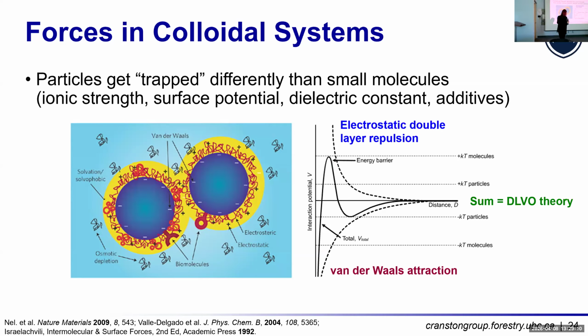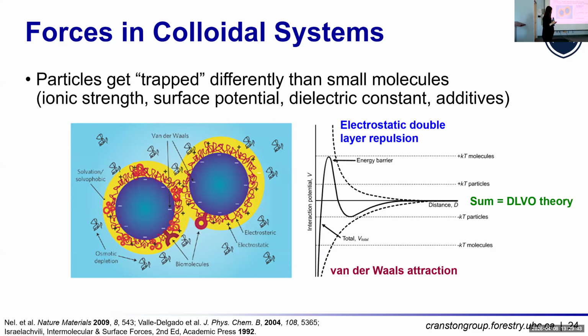But the idea here is that this sum, this solid line here, tells you whether these two particles are going to agglomerate or aggregate, and whether it's going to be reversible or irreversible, or whether they are going to stay happy and suspended in solution. The idea is that particles can access a much smaller space in the diagram, and so they get trapped much more easily than molecules that can come together and come apart really easily. Particles don't. They get too close, van der Waals takes over, and they stick together.